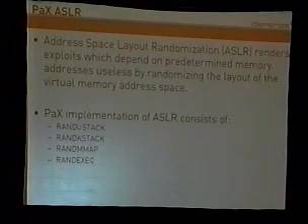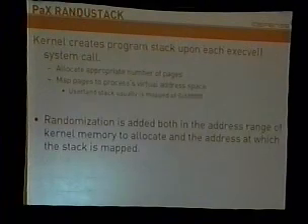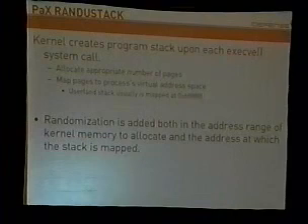The ASLR component consists of 4 different subcomponents that are listed here: the user stack, kernel stack, the memory mappings, and executable loading. The user stack is randomized upon each exec call. It has to allocate the number of pages and then maps those pages to the process's virtual space. Usually, you can see that the stack is mapped to BFFFFF.